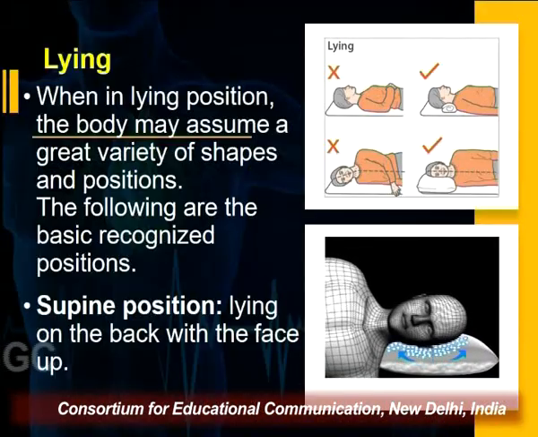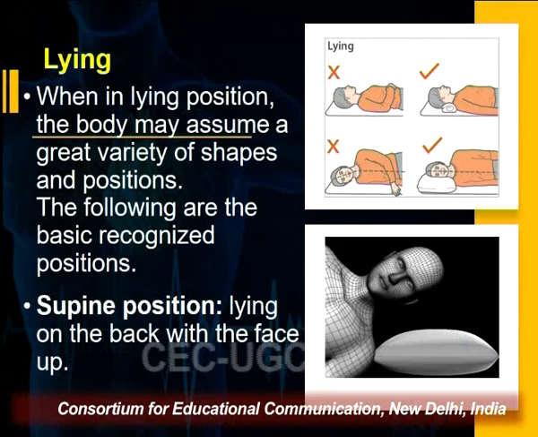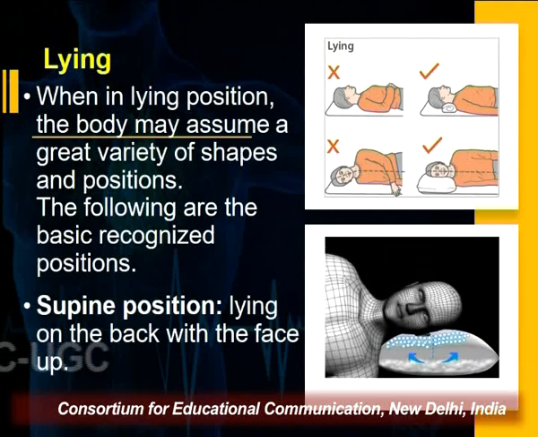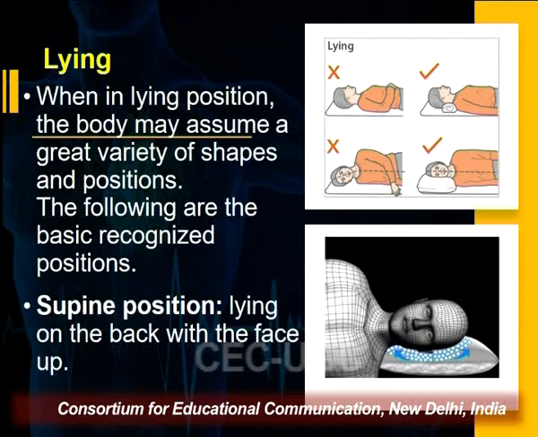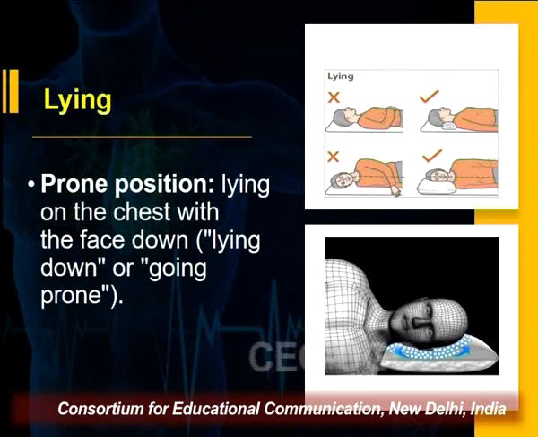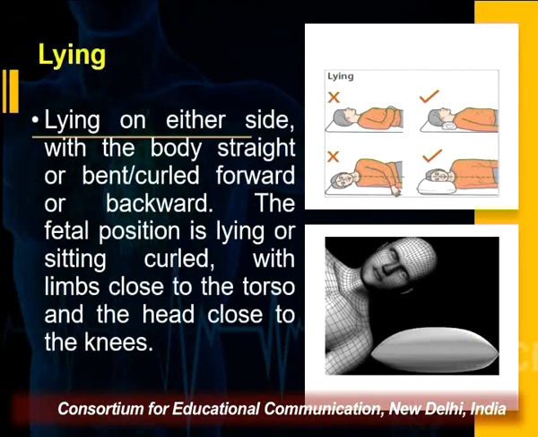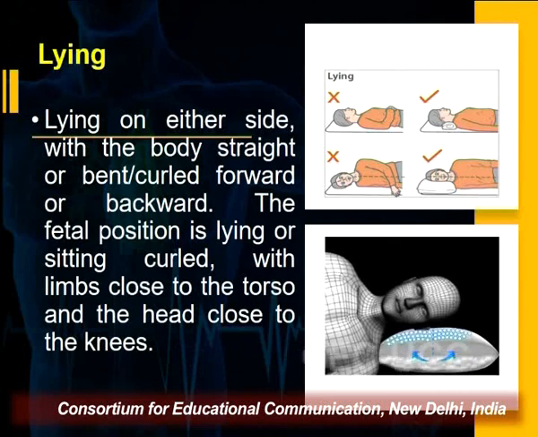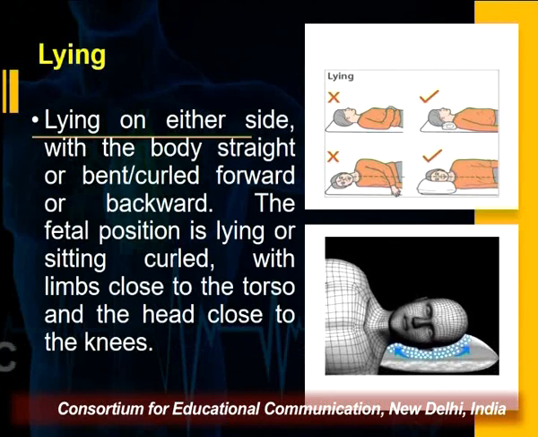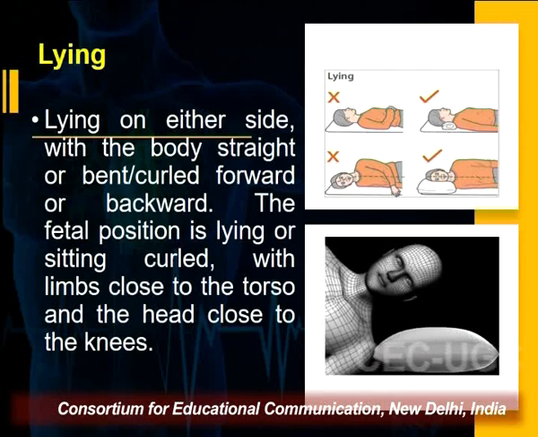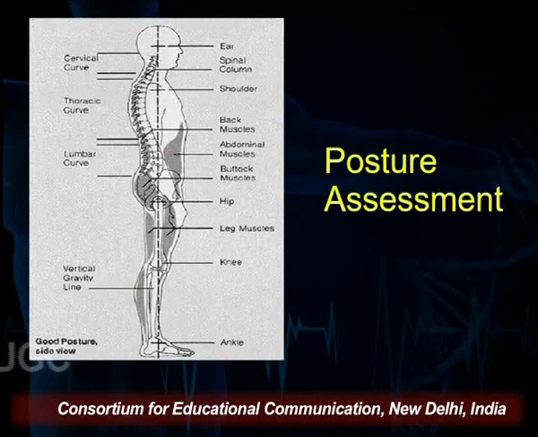In lying posture also, we can see the bad postures and the good postures. When in lying position, the body may assume a great variety of shapes and positions. The following are the basic recognized positions. One is supine position, lying on the back with the face up. Then prone position, lying on the chest with the face down. Then lying on either side with the body straight or bent, curved forward or backward. The fetal position is lying or sitting curled with limbs close to the torso and the head close to the knees.